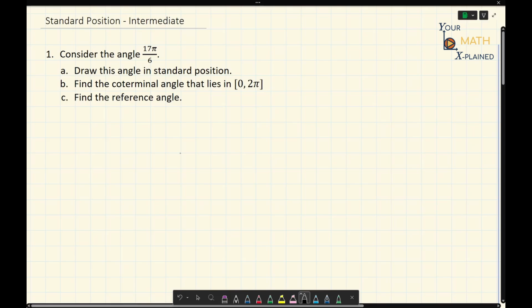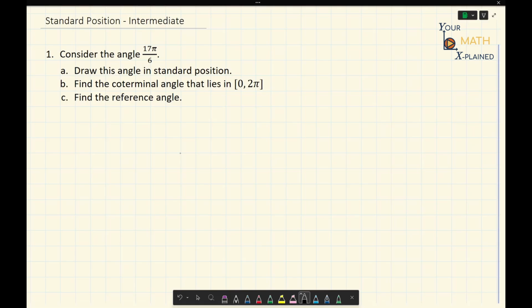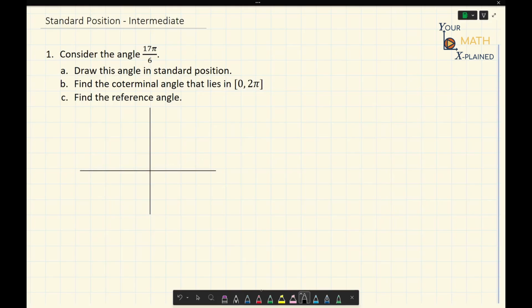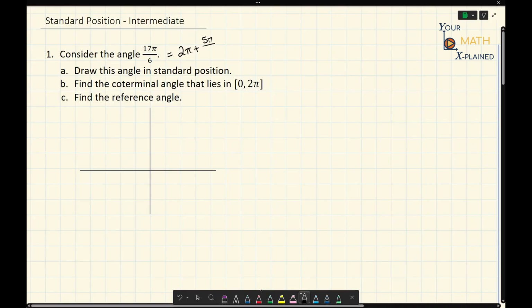For our first example, we have our angle 17 pi over 6. First, let's go ahead and draw this angle in standard position. So we're going to start by drawing our x and y axes. And note that 17 pi over 6 can be written as 2 pi plus 5 pi over 6.